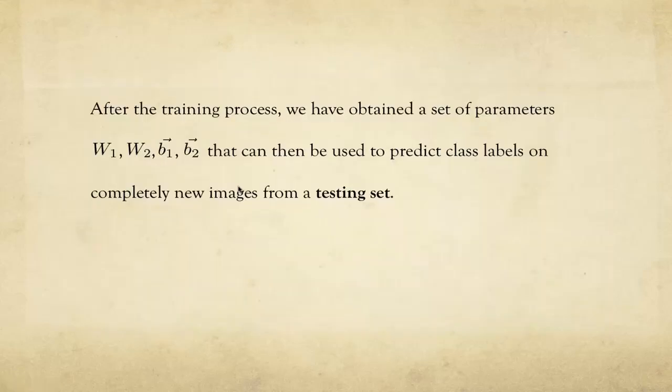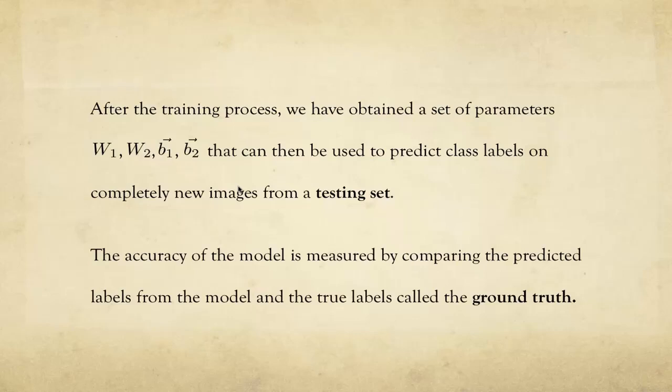After the training process, once we obtain the best parameters, we can use those parameters to make predictions on new images that the computer hasn't seen before. That set is called the testing set. The accuracy of our model is measured by comparing the predicted values from the model with the true values from this testing set. The true value is sometimes called the ground truth. Okay, let me show you how this is done.